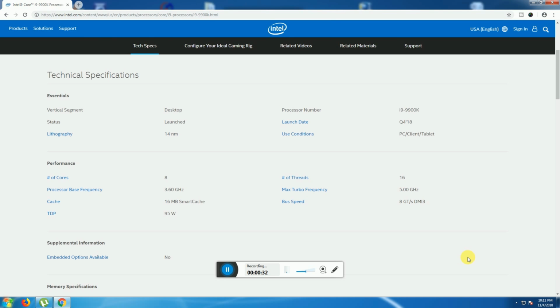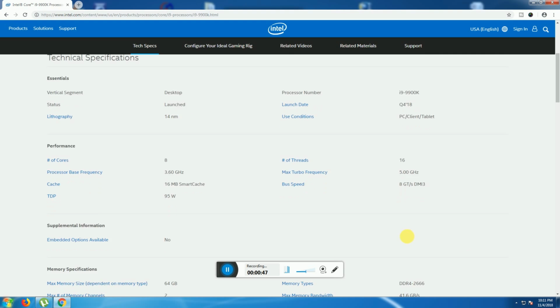Processor base frequency is 3.6 GHz. Maximum turbo frequency is 5 GHz. The cache memory is 16 MB SmartCache. The bus speed is 8 GT/s DMI. The TDP power is 95 watts.